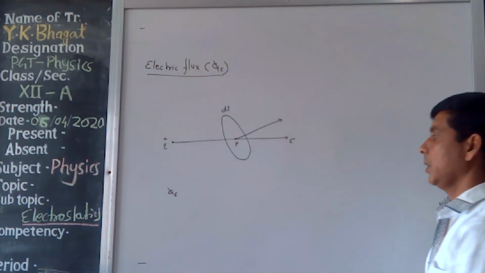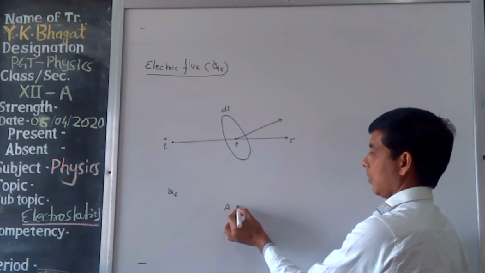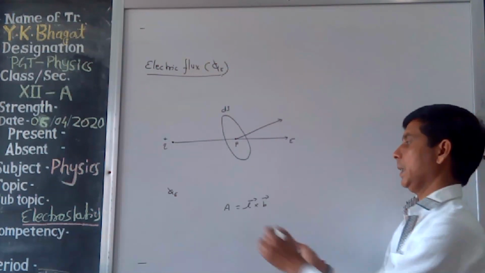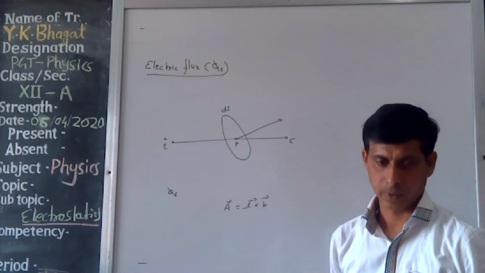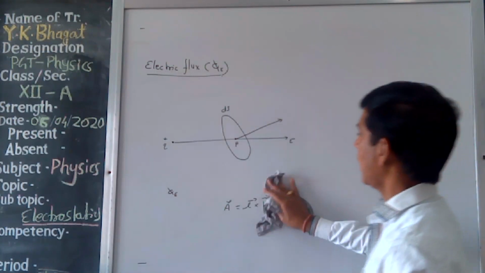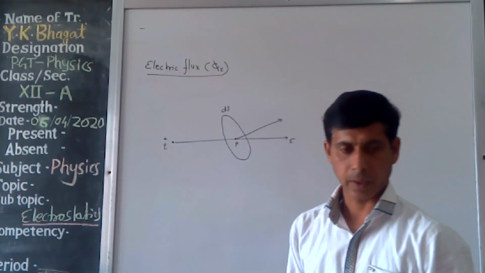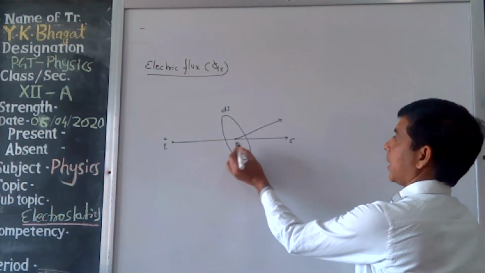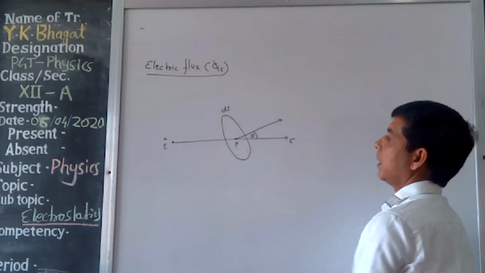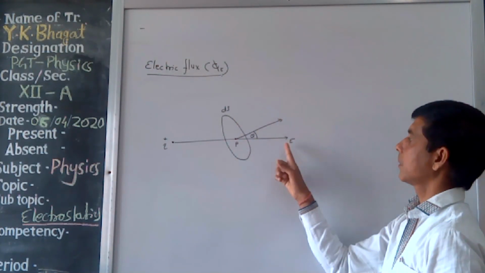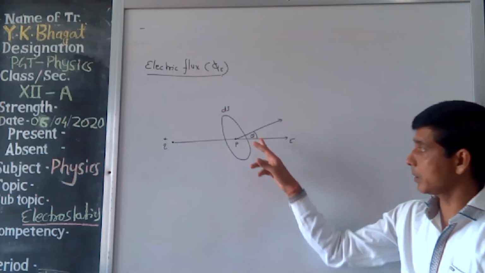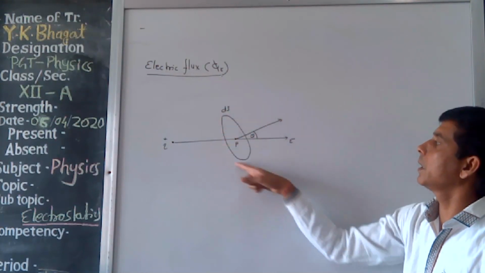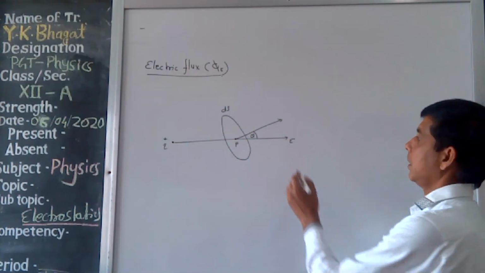In the previous class we learned that A equals L cross B. That means the direction of area is perpendicular to length and width. Similarly here, area is a vector quantity, and the direction of area is this. From this figure, suppose theta is the angle between the normal of dS and the intensity. Again, theta is the angle between the normal of this area and the intensity.